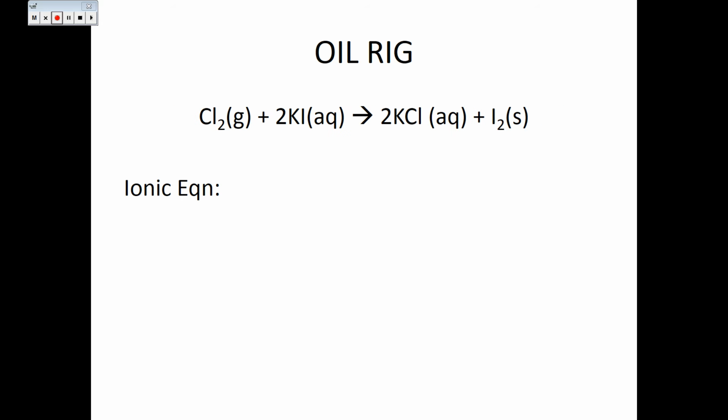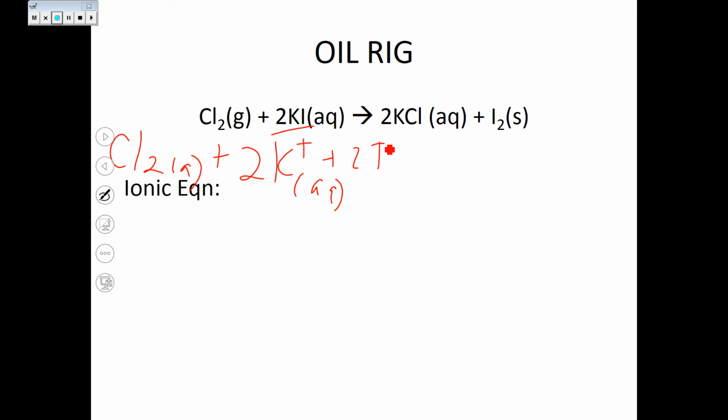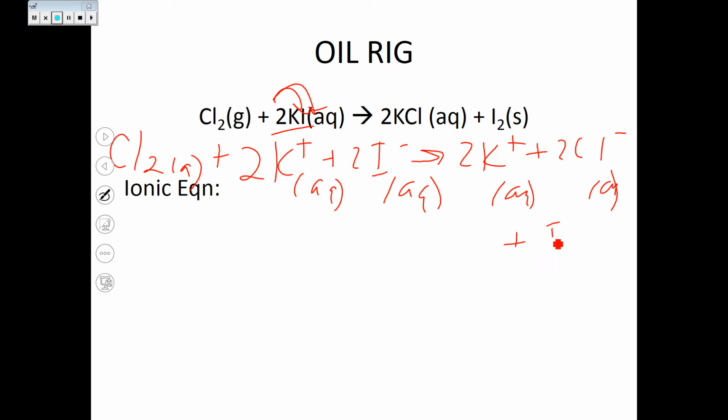All right, let's take a look at this one. Let's go ahead and write the ionic equation first. We have Cl2 gas plus, we're going to bring the 2 with us, so it'll be 2K positive plus 2I minus. That coefficient basically distributes to both the K and the I. Yields 2K positive aq plus 2Cl minus aq plus I2 solid.